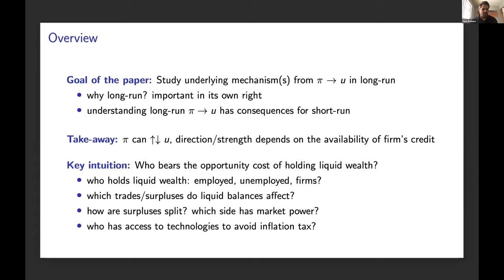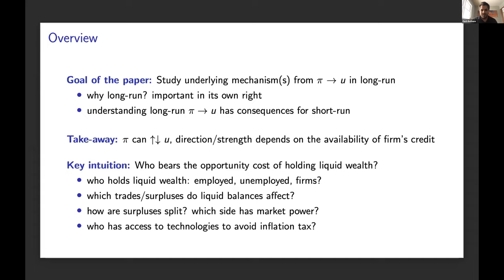It's pretty simple. Firms have a lifetime value of a filled vacancy, of a filled job. As that lifetime value fluctuates as a function of inflation, there's a one-to-one mapping from that value to unemployment. So if the value of a filled vacancy rises, unemployment is going to fall, and vice versa. So understanding which of these directions is going to win out really boils down to understanding who in the economy, between the employed, the unemployed, and firms, bears the opportunity cost of holding wealth, bears the inflation tax.